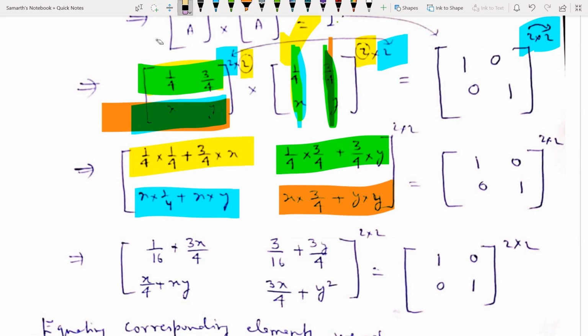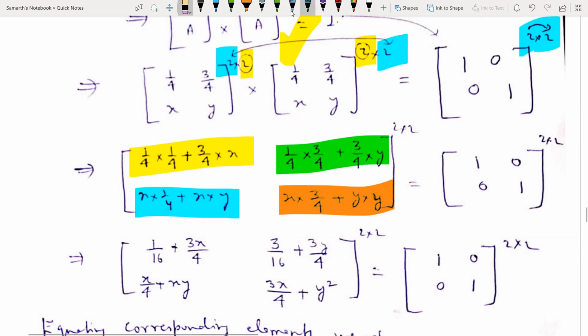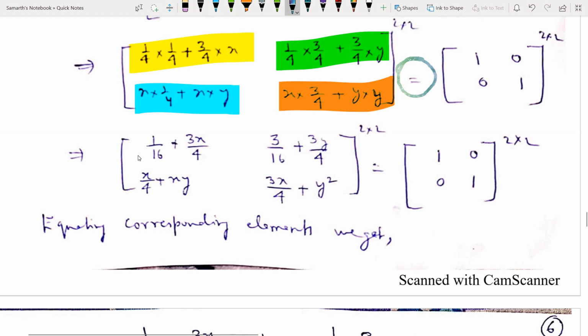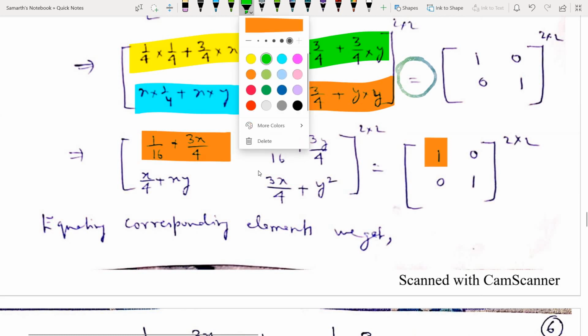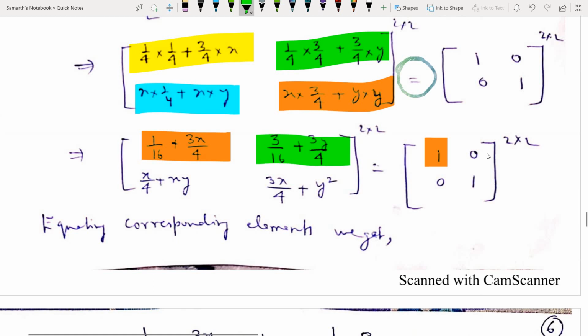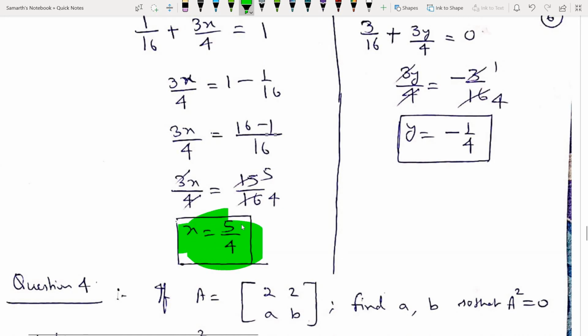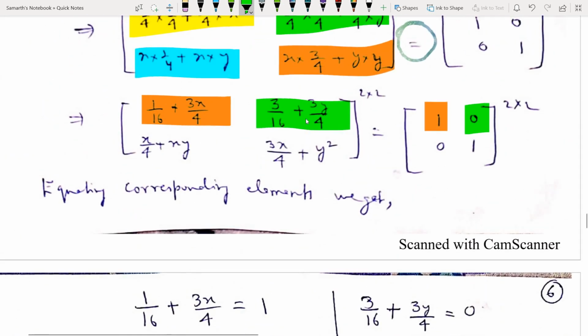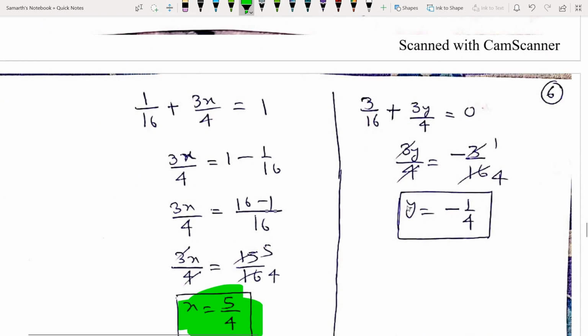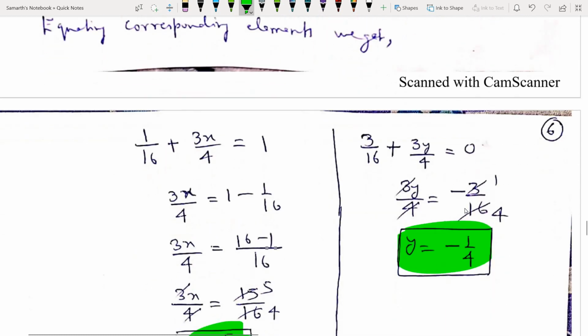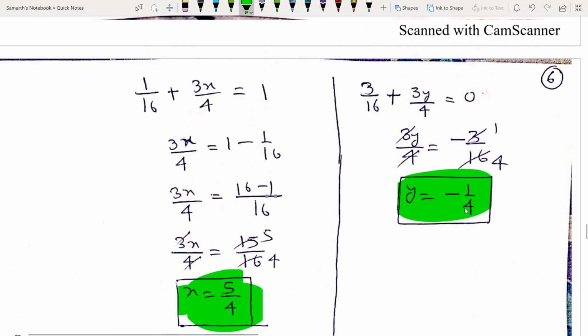So when you equate, because the equal to sign is there between the terms, equating corresponding elements, what you will get: 1 upon 16 plus 3x upon 4 equals 1. On equating the first element, I have got the value of x as 5 by 4. And now I have equated the second element, that is 3 upon 16 plus 3y upon 4 equal to 0. When I have done this, I have got the value of y as minus 1 upon 4. So in this way, you can proceed.